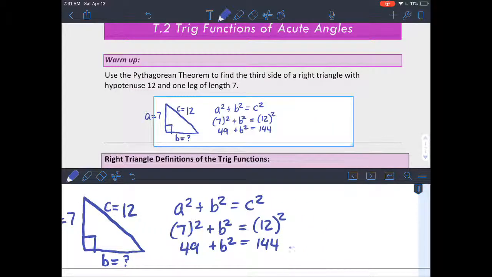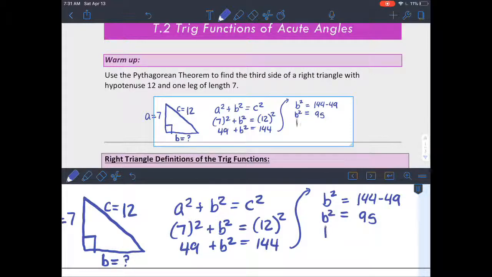And then just a little bit of algebra: square your sides. Subtract 49 from both sides, and then since that's side b squared, you'll need to take the square root. Square root of 95 doesn't break down because it's like 19 and 5, so square root of 95 it is.